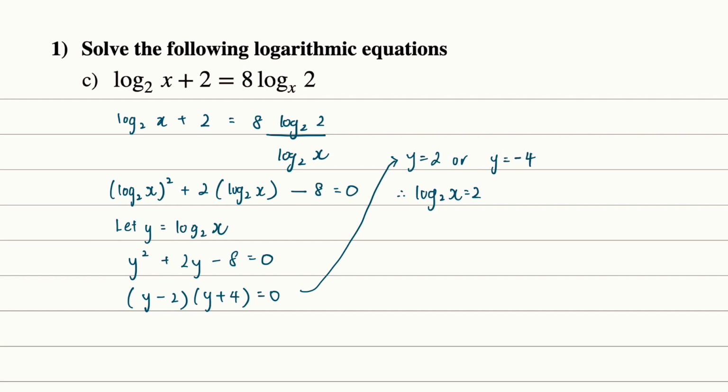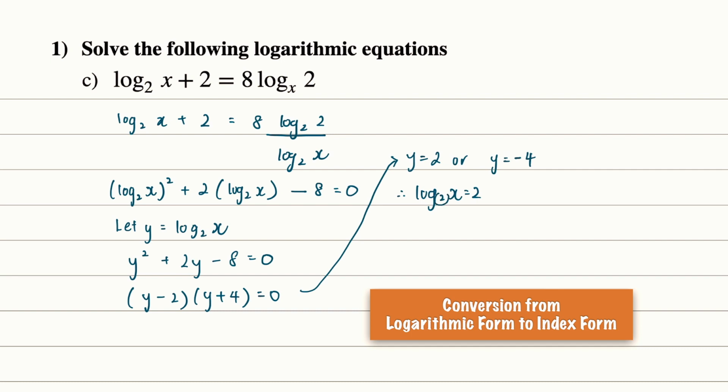And in order to find the value of x, remember, we need to convert this into an index form. So take that base 2, bring it to the right-hand side, push up the value of 2. We have x equals 2 squared, which is 4. Similarly, we have log to the base 2 of x equals minus 4. x equals base 2 to the power minus 4. And this is equal to 1 over 16.